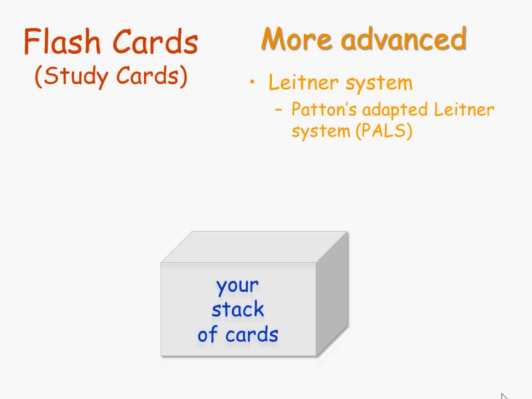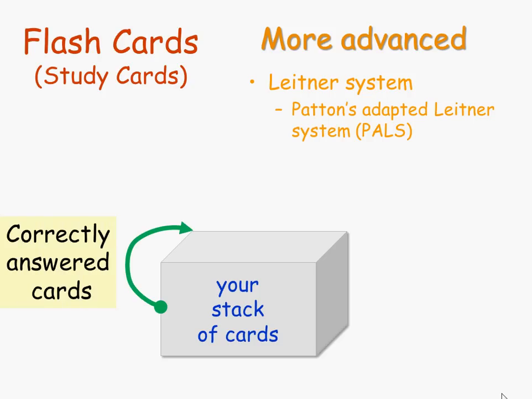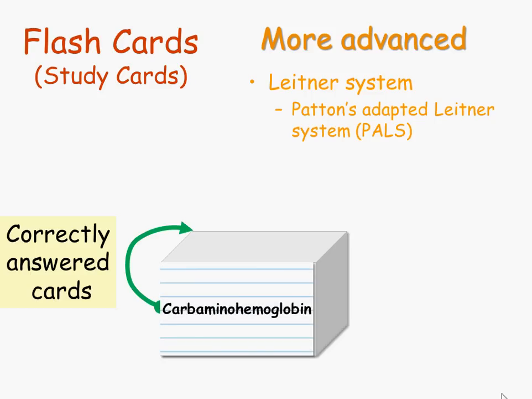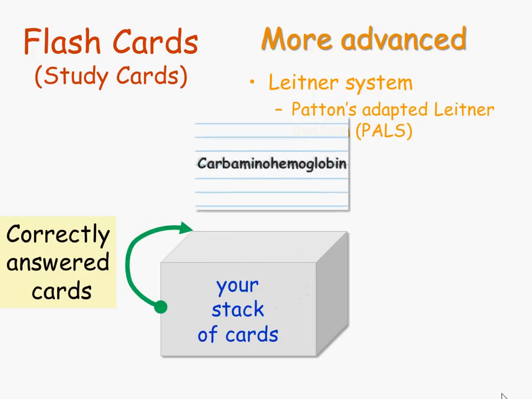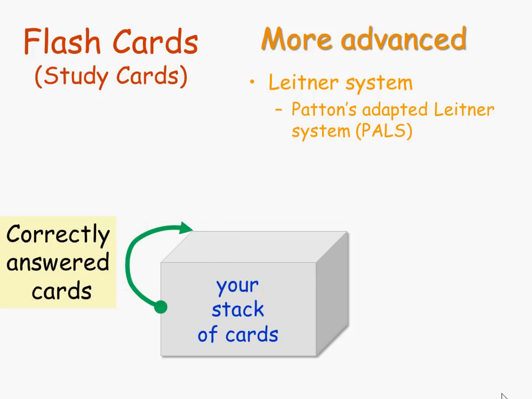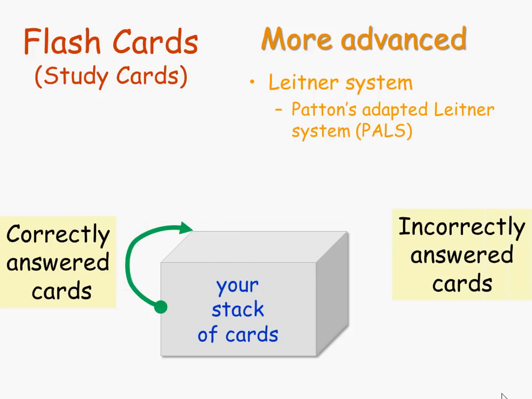So I have a system that is an adaptation of this system that Leitner developed, where you really just carry around that same stack of cards all the time. And if you answer a card correctly, then you're going to move it all the way to the back of that stack. So here's carbaminohemoglobin, and by now we have that right. So we're going to move that all the way to the back, and we're going to drop it in at the very back of that stack. Now if we get one wrong, what we're going to do is move it not all the way to the back of the stack, but somewhere closer to the front so that we'll see it again more quickly, and we'll have more opportunities to take a look at it and really get that information down.